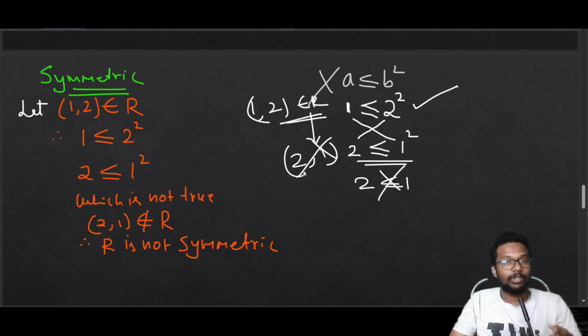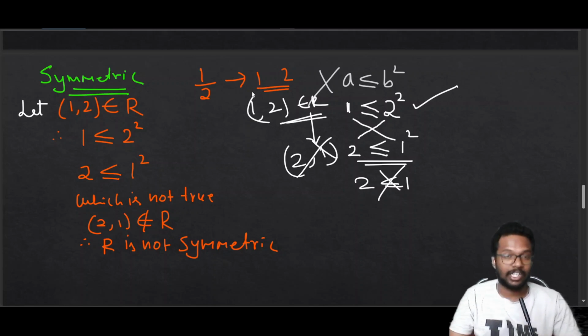So why do I use (1, 2)? In reflexive we have used 1 by 2, so it will be easy to remember. In symmetric also we use 1, 2. Those numbers only: 1 by 2 for reflexive, 1, 2 for symmetric. So it is easy to remember this problem, and there will be no extra effort.